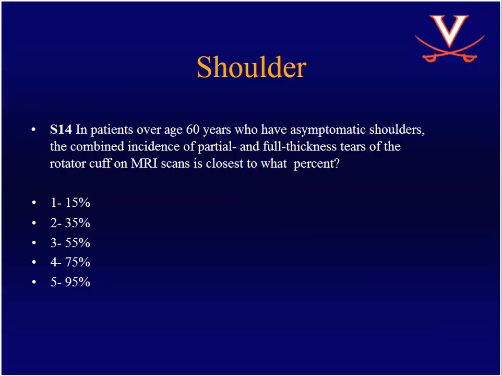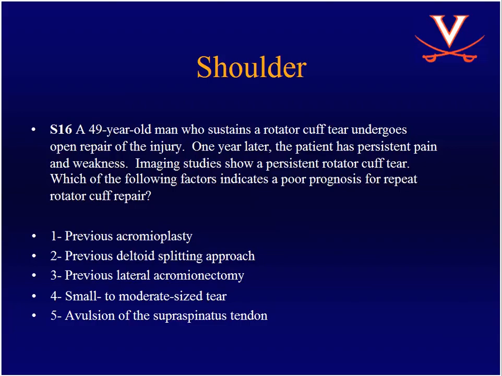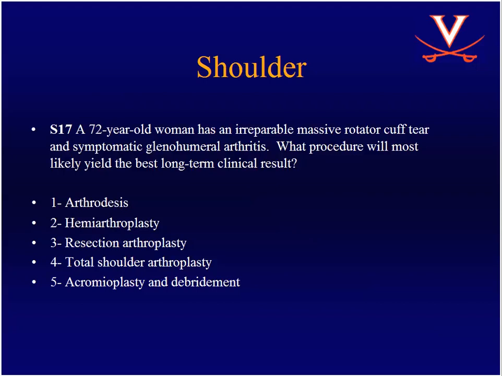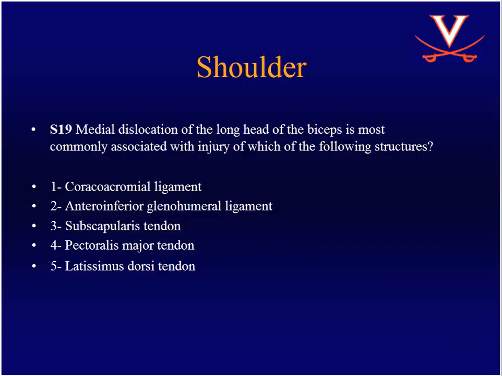15, immediate post-op management, large cuff tear: passive, limited passive range of motion. 17, 72-year-old woman, irreparable, massive cuff tear, arthritis, symptomatic, what can we do for her? Her problem's pain, we can't get her motion, therefore we do a hemiarthroplasty. 19, medial dislocation, long head of the biceps, how can that happen? It's in the groove, the subscap covers it. Oh, well, we don't have a subscap.